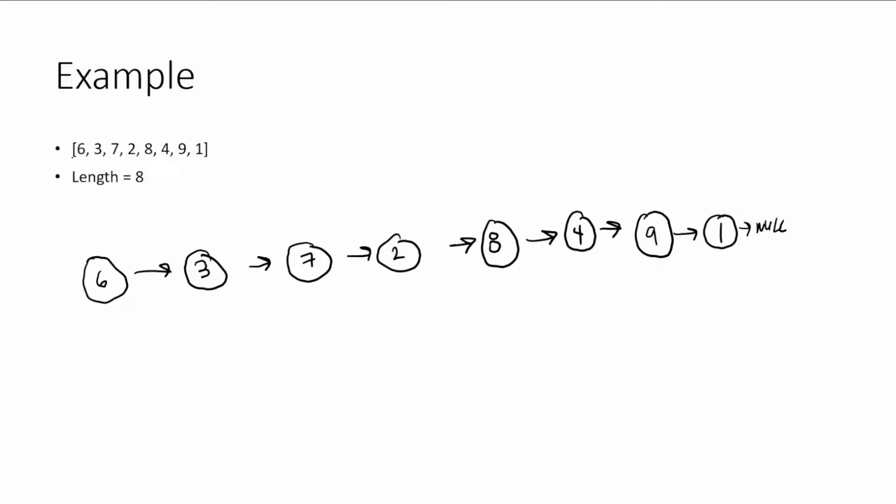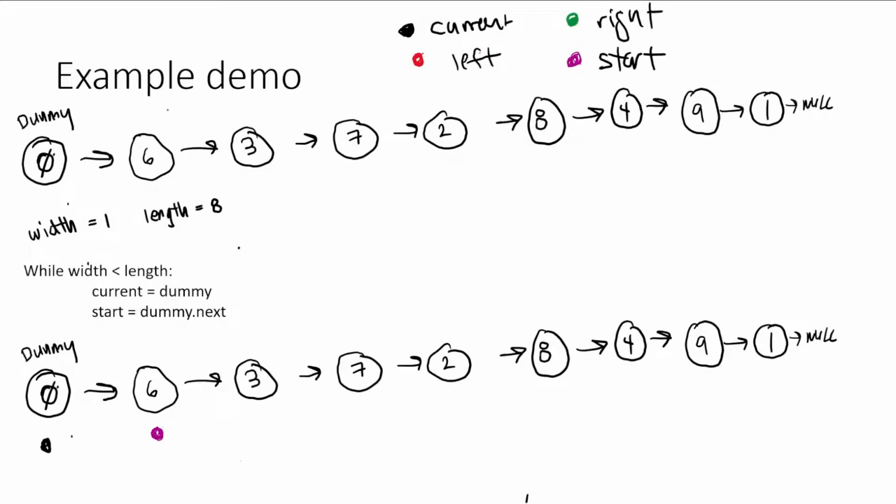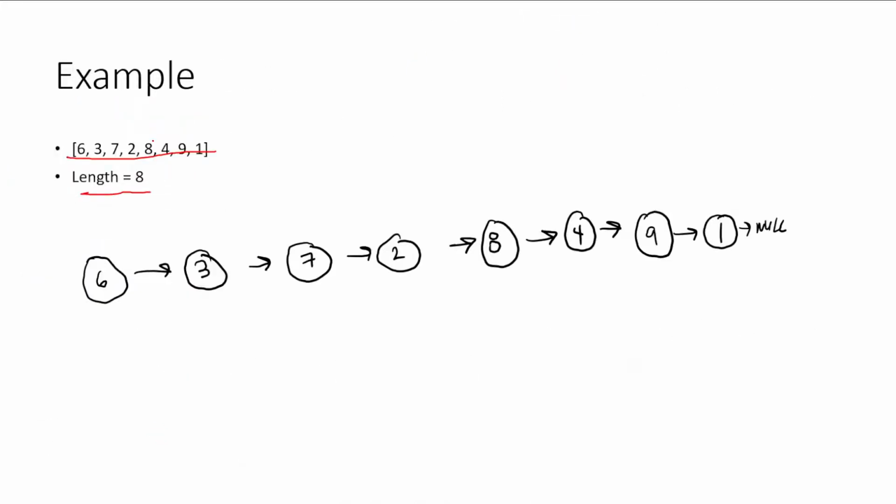This is a linked list. This is just going to be the numbers in the list, and the length is going to be 8. The first thing we're going to do is have that dummy node created. That's going to point to the head of the list. So the head was 6, if we see here.